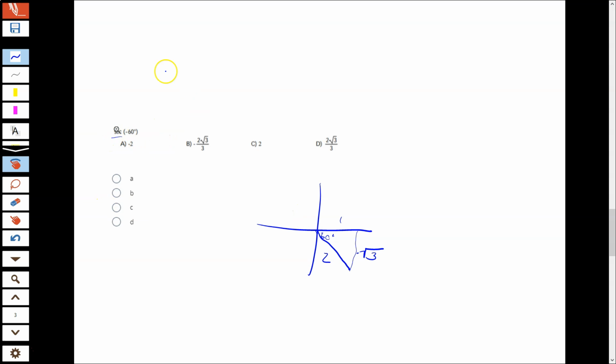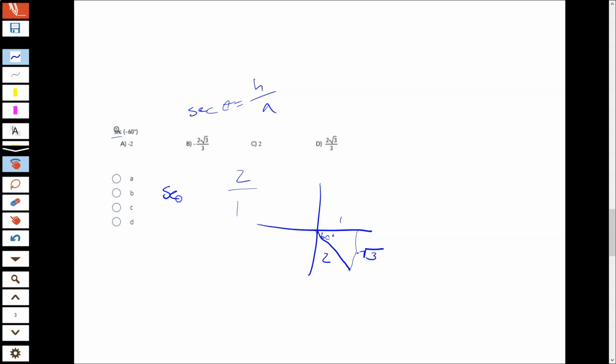And then let's remember what this is. It says secant. Let's remember what secant is. Secant is the inverse of cosine. So secant of an angle is the hypotenuse of the triangle over the adjacent side. So that is 2 over 1. So C is the solution.